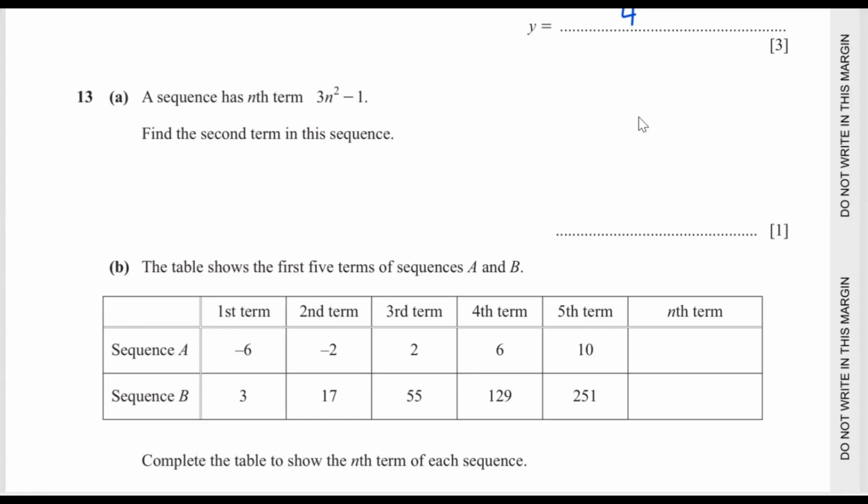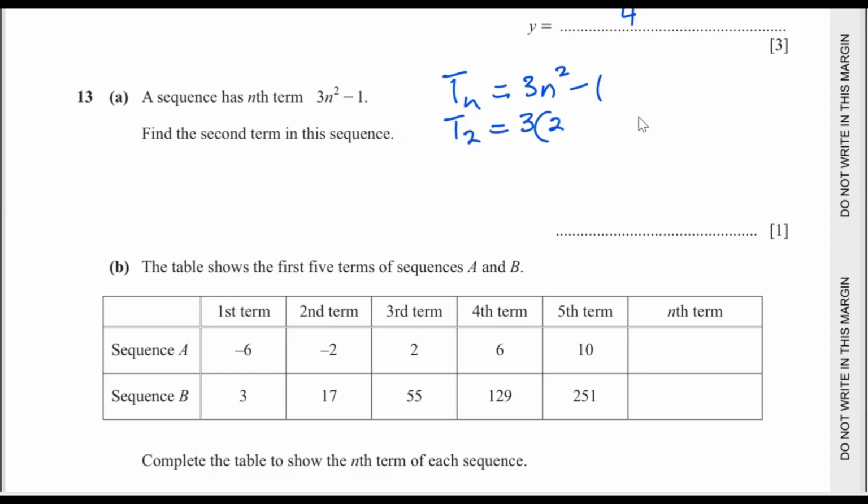Now here, question number 13a, we are told that a sequence has an nth term, and we are asked to find the second term. So here we have Tn to be 3n squared minus 1. And we are looking for the second term, which is T2. That will give us 3 times 2 squared minus 1. And so this is going to give us 3 times 4 minus 1. That's 12 minus 1. We have 11. So this gives us 11.